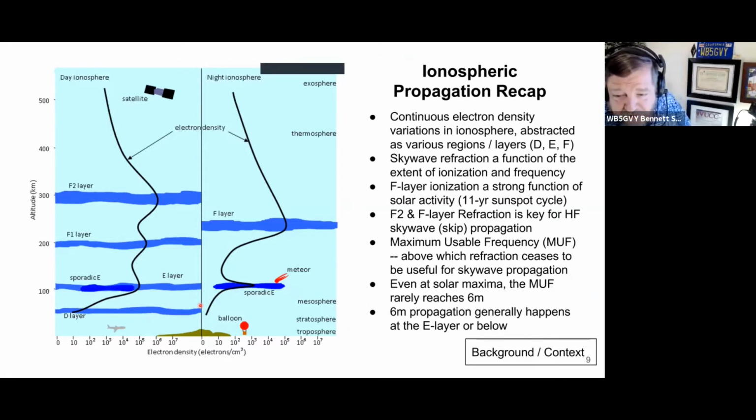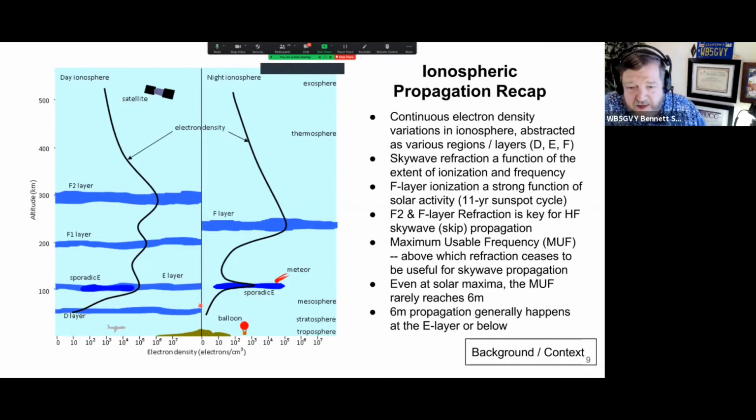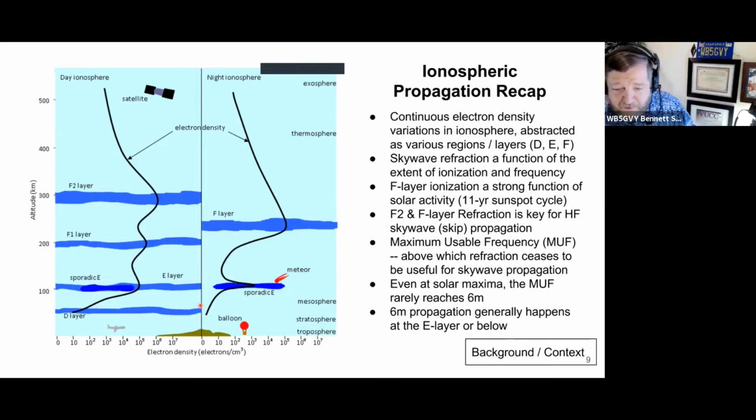The maximum usable frequency is the frequency above which refraction ceases to be useful for skywave propagation. And the point of this chart is that even at solar maximum, the maximum usable frequency rarely reaches 6 meters. It didn't do much in solar cycle 24. I hear of the glory days of solar cycle 23, when apparently it did for a while. But even then, it's not like it's an everyday occurrence. So in general, 6 meters generally happens at the E layer or below. That F layer 6 meter propagation is a rare thing.